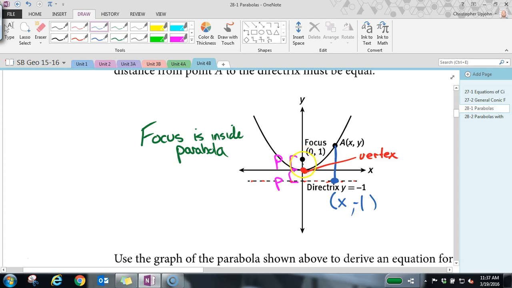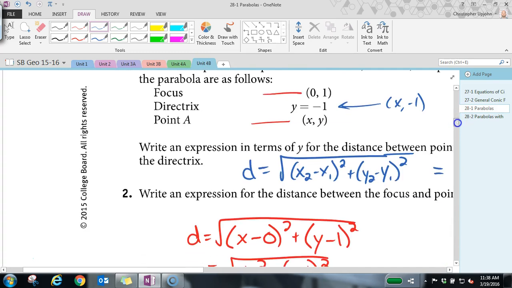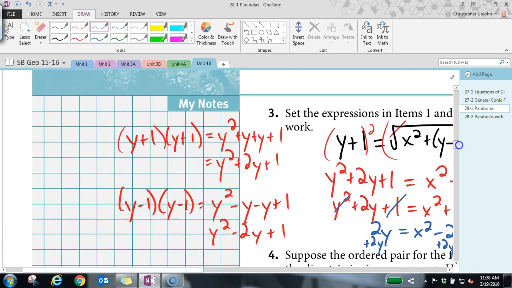It's always inside. What's important is the distance between the vertex and the directrix, and the distance between the vertex and the focus. And those are both P. We label that distance P. So in this case, the distance between the vertex and the focus is 1, and the distance from the vertex and the directrix is 1 as well. So we don't need to worry too much about all of this.